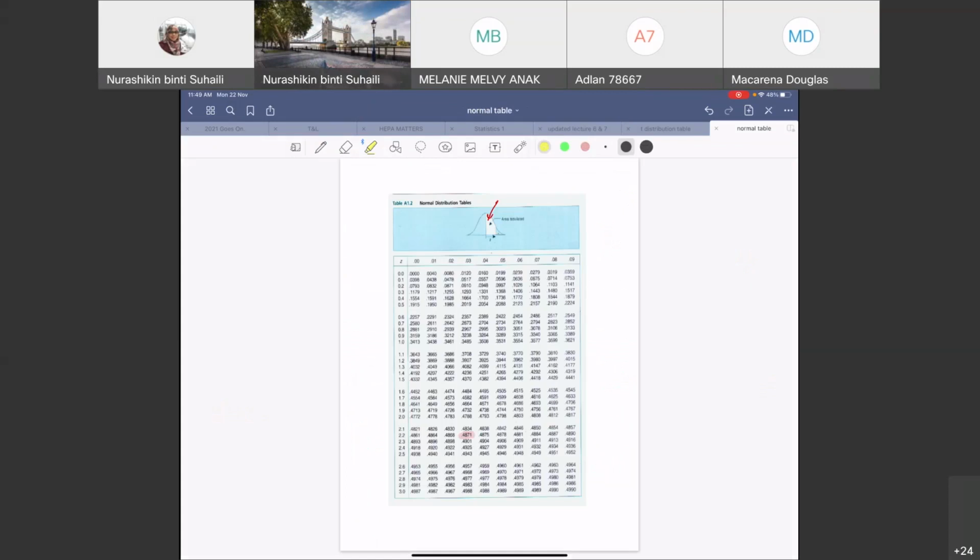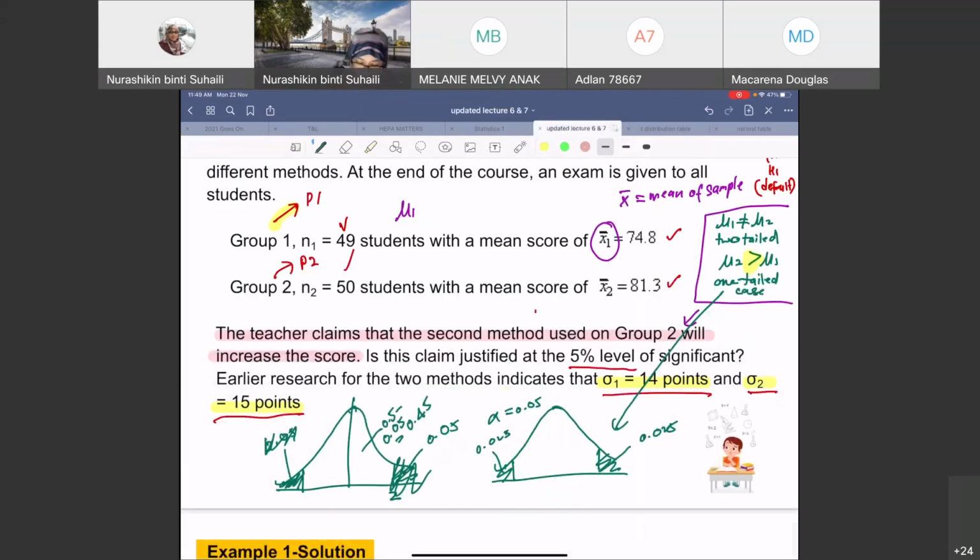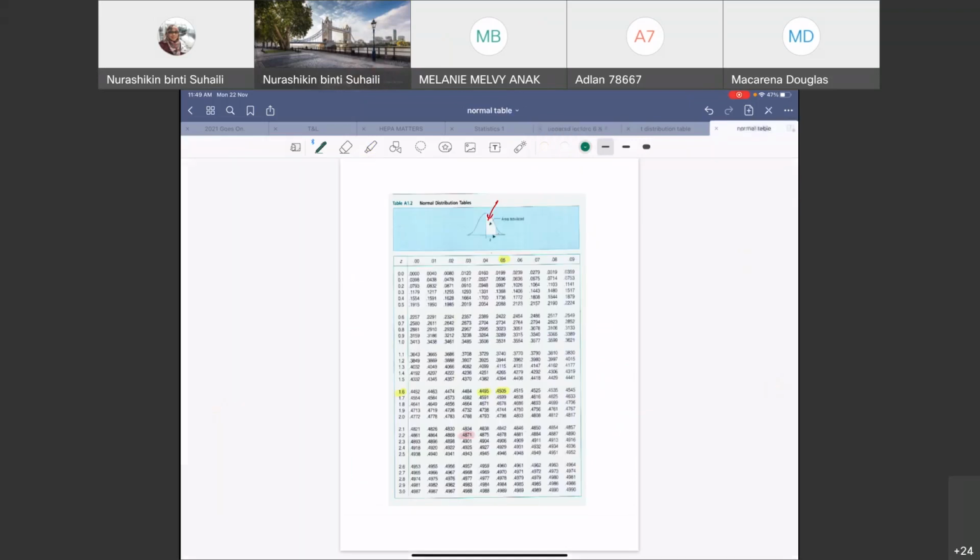Now if you want to refer to the normal distribution table, when the region is 0.45, you have to find it from the inside of the table, somewhere here, which is actually 1.645. So the Z tabulated in this case is 1.645.